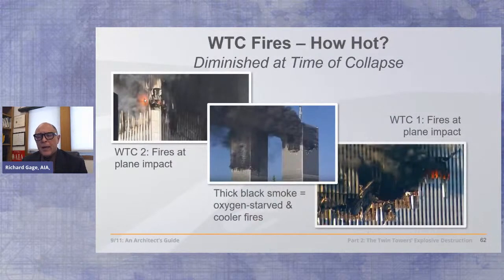So the fires themselves weren't even that hot, nor as extensive as NIST alleges. As you can see, at the time of the collapse, they're quite diminished. Chief Orio Palmer says he could put it out in the South Tower minutes before it collapsed, losing his life therein, with just 2 lines of fire. So, as indicated by the thick black smoke, we have oxygen-starved and cooler fires.